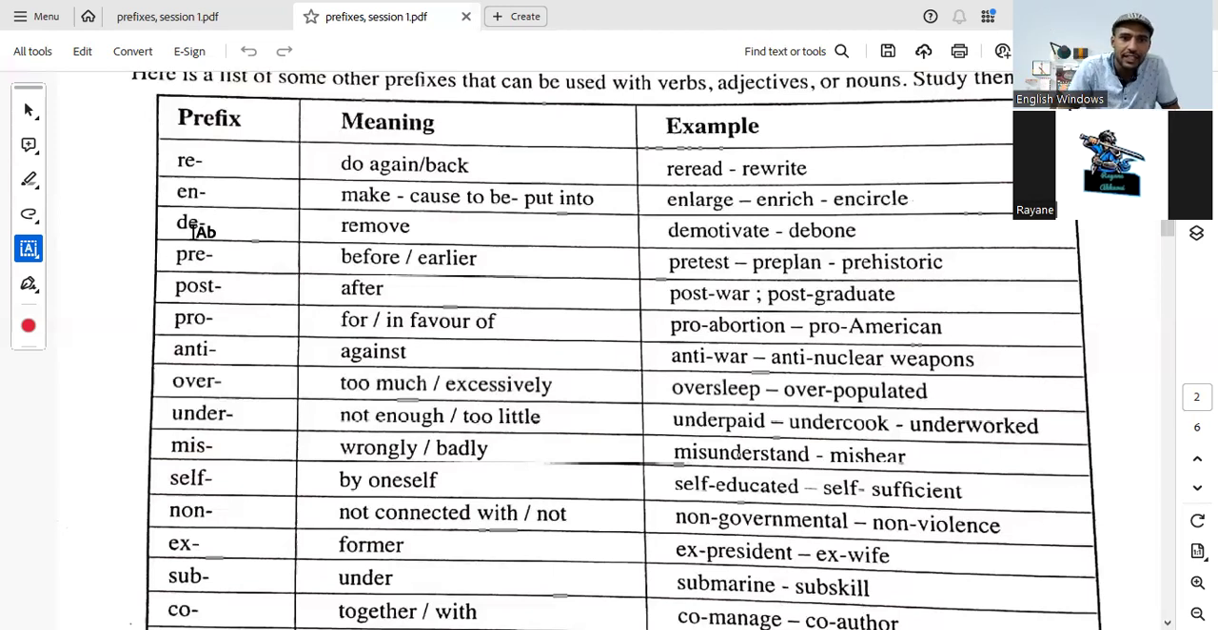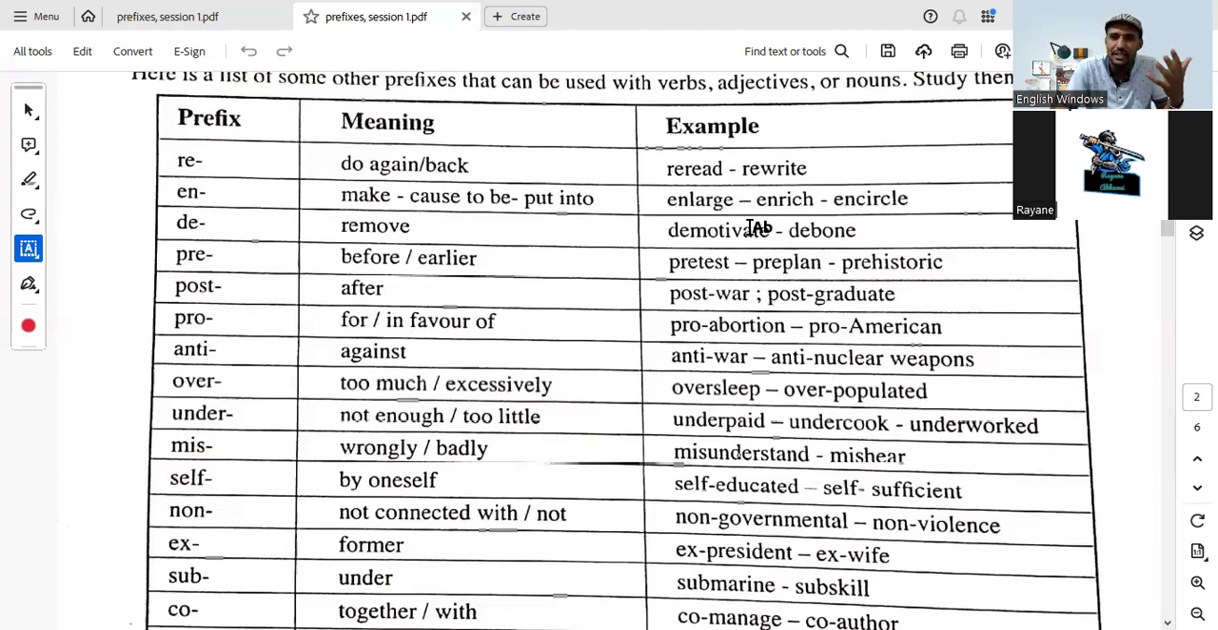Now, again, de. Whenever you find de, that means you remove. To deconstruct. We've got construct, to build. Deconstruct, to demolish something. Cool, right? We've got to code, coding, right? Decode, right? Again, you try to break the code, right?